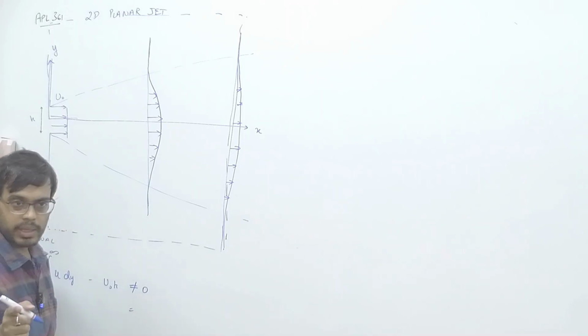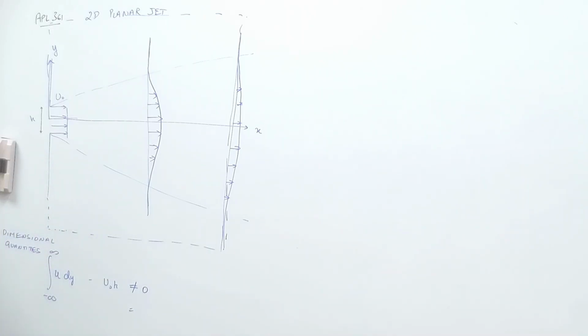So what was the quantity that we derived? What was the dimensionless quantity that we had derived? We had derived it dimensionless. Can you tell me that? I can convert it into dimensional. What was it?